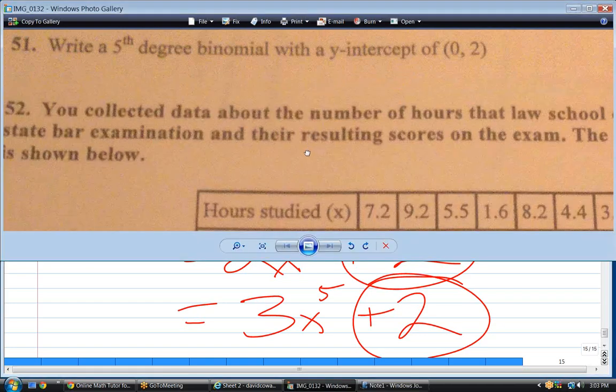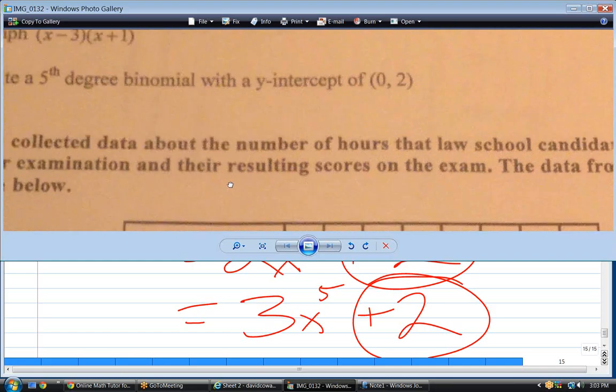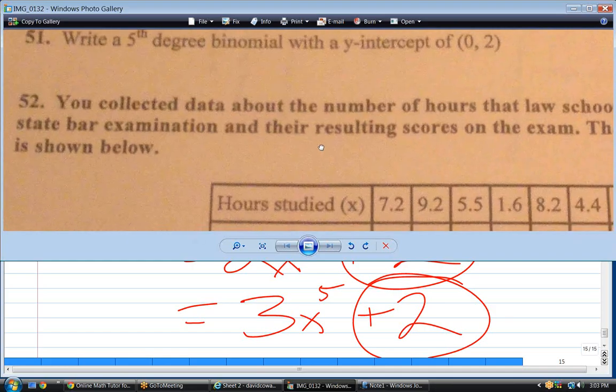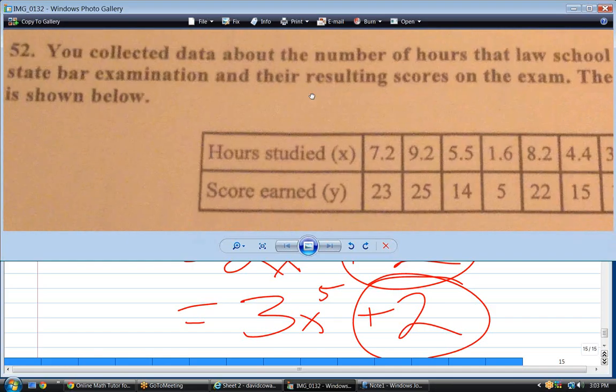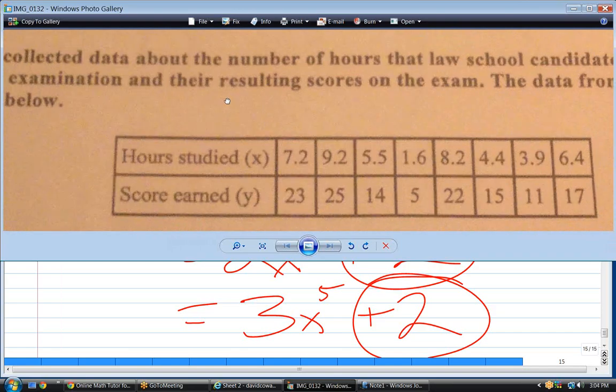All right, that's probably a good place to stop. The next question changes the context a little bit.